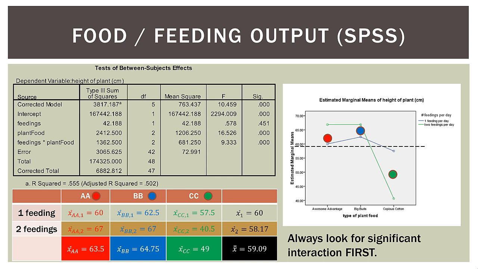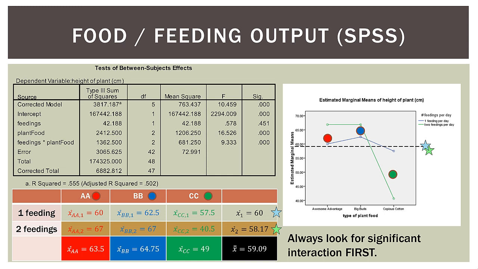Now let's do the rows. So for the 1 feeding row, we're going to put that there. So it had a mean of 60, so it's almost right on top of our overall mean of 59.09. And then our 2 feeding row had a mean of 58.17. So it's almost right on top of that one too.